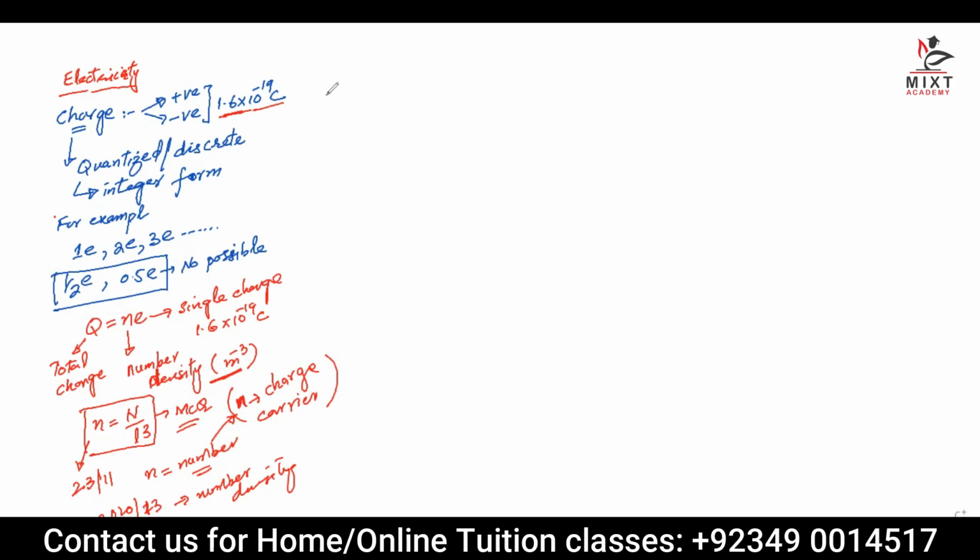Now, after that, the important points, what are the important points? I'm going to underline it. That charge is quantized and the main formula Q is equal to NE, which shows the quantization of charge. These are the two main points. Now coming toward the current. Do you know current? What is electric current? Rate of flow of charge.